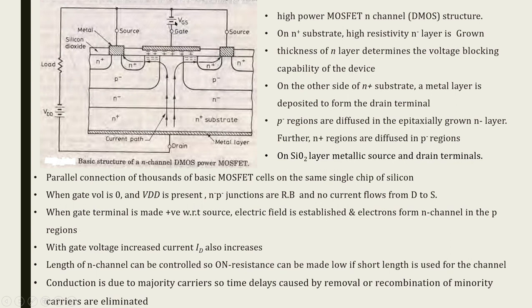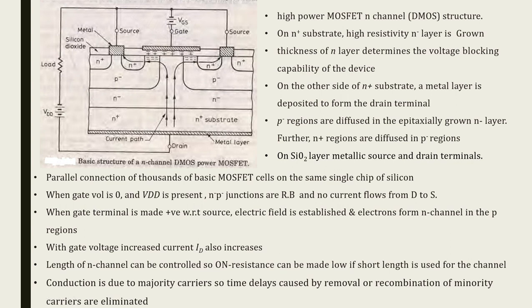When the gate terminal is positive, here it will be positive. In the dielectric medium, this side of the dielectric will be positive, and the downside will be negative. So here, what will be happening? Negative charges will be induced in this P minus region, and thus a channel is formed here.